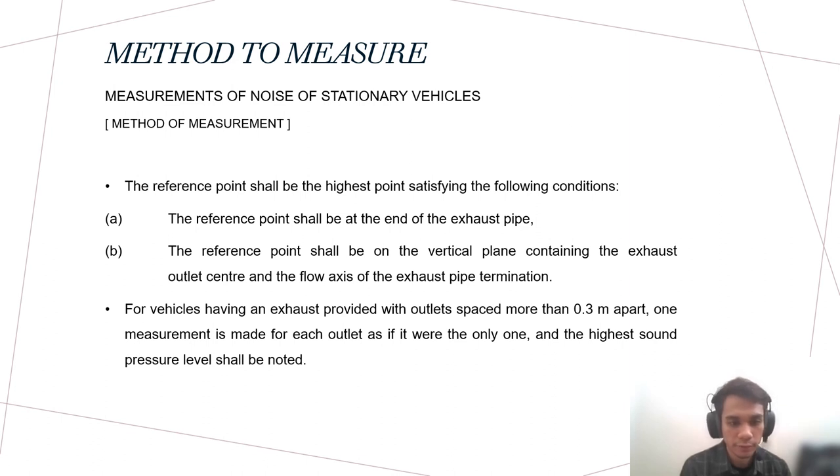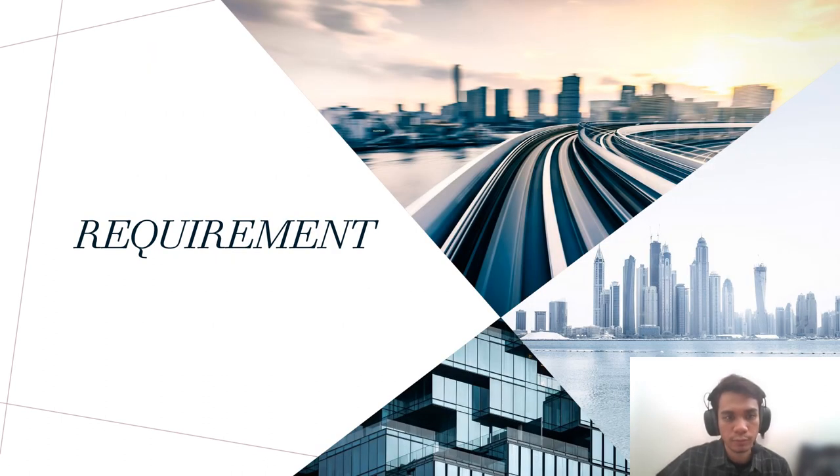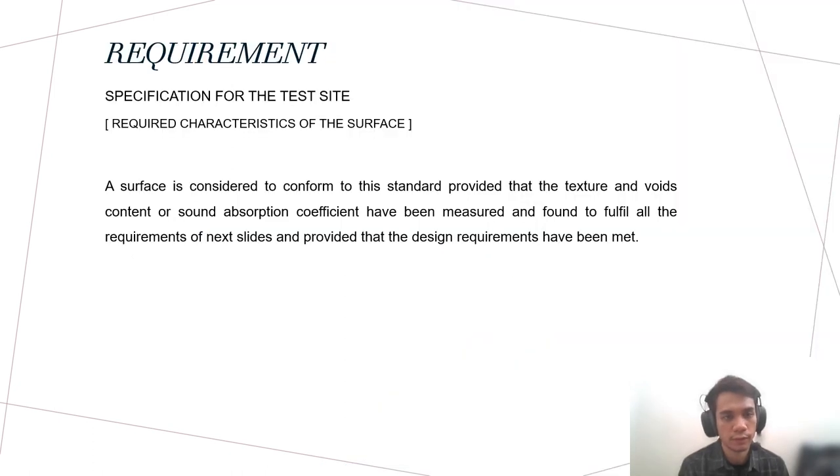For vehicles having an exhaust provided with outlet space more than 0.3 meters apart, one measurement is made for each outlet as if it were the only one, and the highest sound pressure level shall be noted. So now we jump to the requirement of this regulation. The first one is the specification for the test site, which is the required characteristic of the surface.